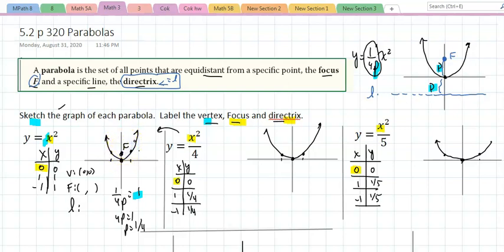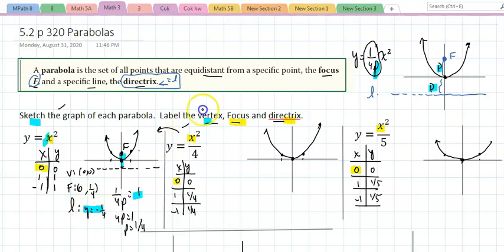Mark that as a focus. If I am at 0 and I go up 1/4 of a unit above, wouldn't that be 0, 1/4? And I'm going to move 1/4 of a unit below. And doesn't that make this y equal negative 1/4?